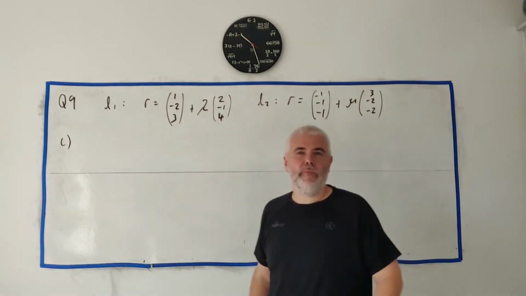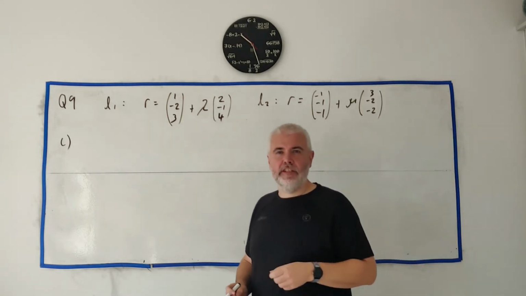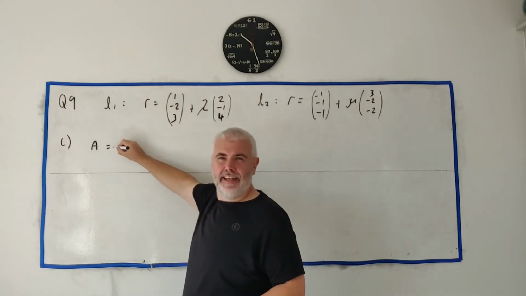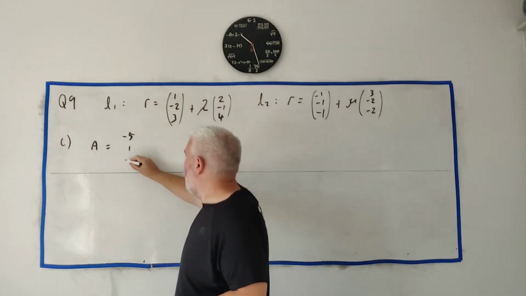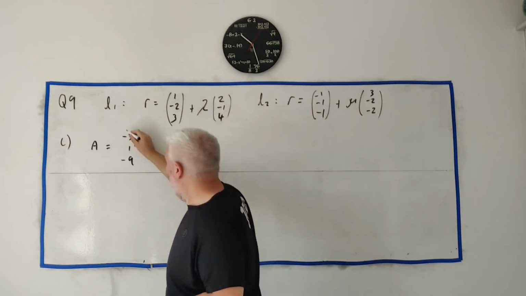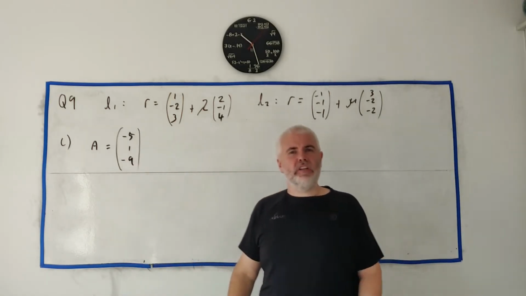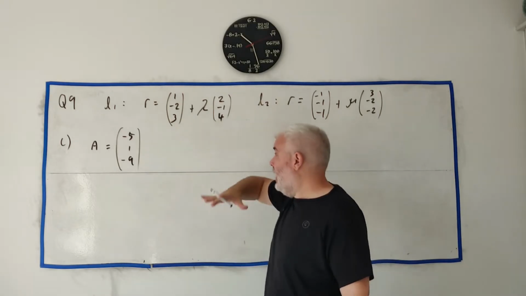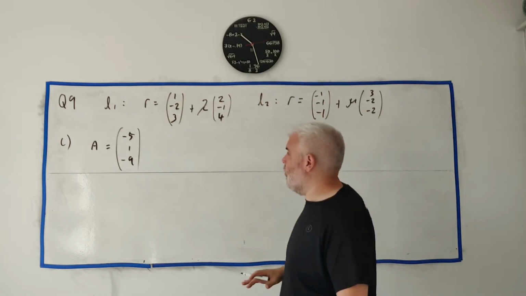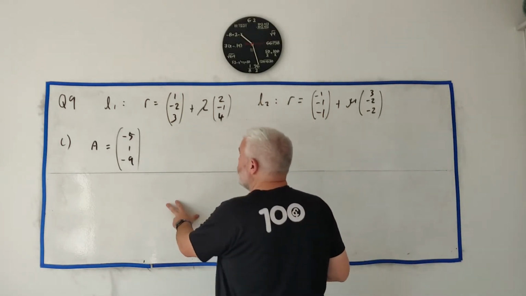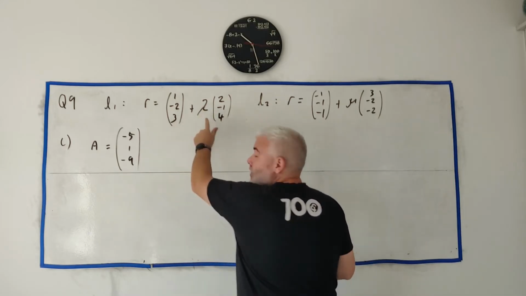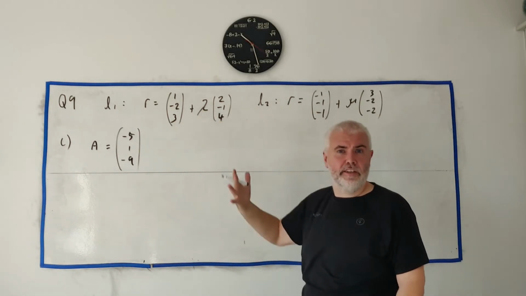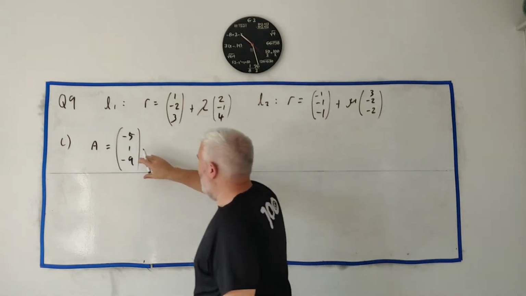Hopefully that's clear. In part C, they give us a position vector for A, and they tell us that's equal to minus 5, 1, and minus 9. And they want us to show that A lies on L. Again, this is a very simple, straightforward question. We just go ahead and see if this equals this and solve for lambda and make sure that it does. So here's what I mean.